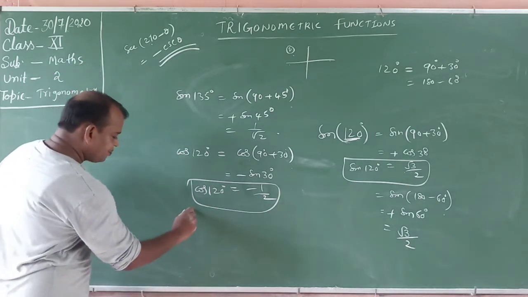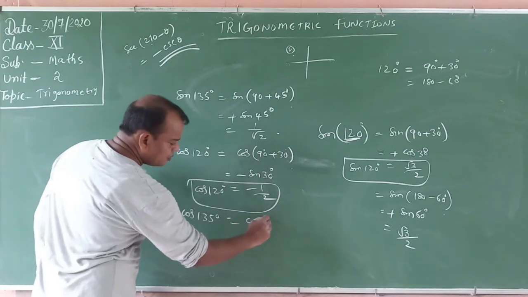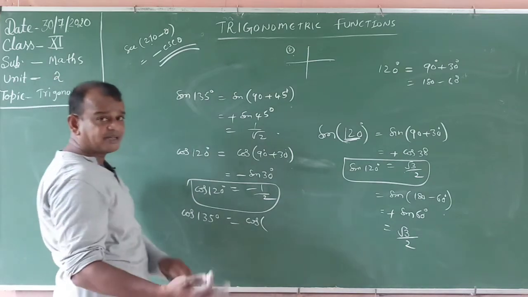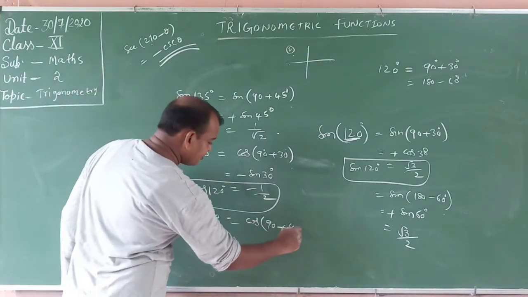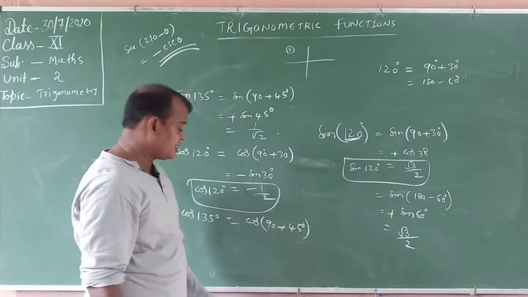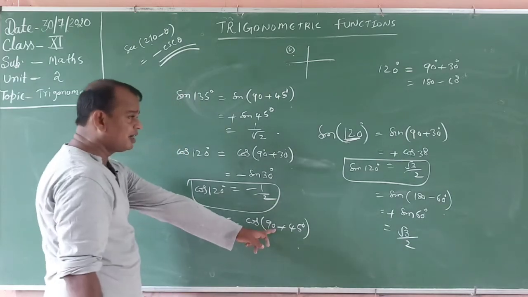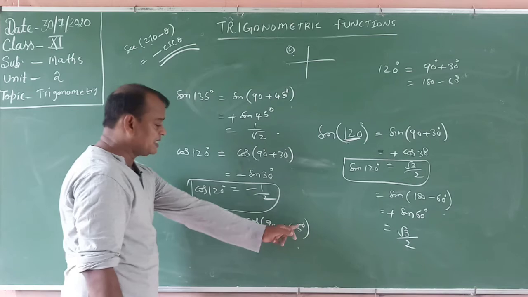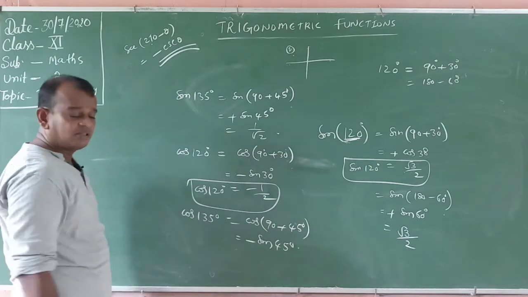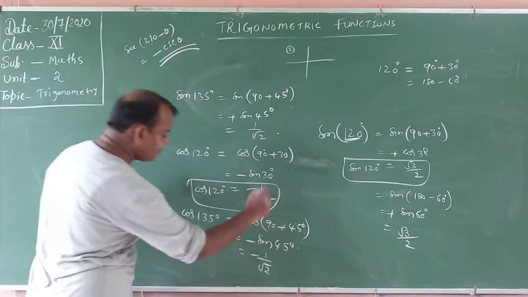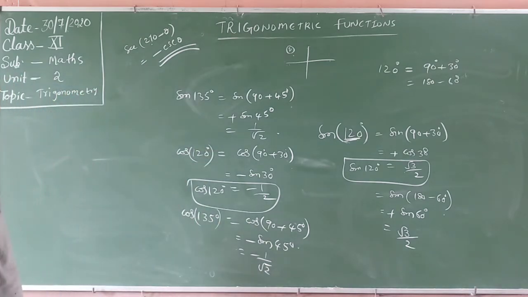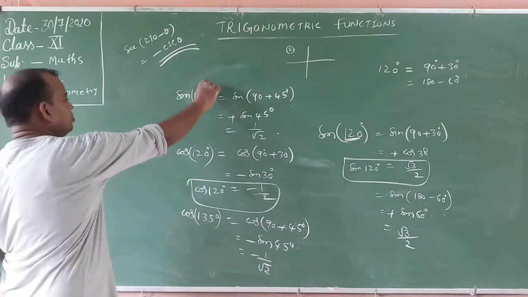Next, cos 135. Cos 135 is equal to cos of 90 plus 45, or 180 minus 45. 135 is in the second quadrant. What are the allied angles? 90 plus theta, 180 minus theta. This is 90 plus 45 degrees. 90 plus theta, which quadrant? Second quadrant, where cos is negative. Whenever 90 is there, cos will be changed into sine. What is the angle theta? 45 degrees, always theta. That gives minus sine 45, which equals minus 1 by root 2. So cos 135 degrees is minus 1 by root 2. You remember each and every value mostly.